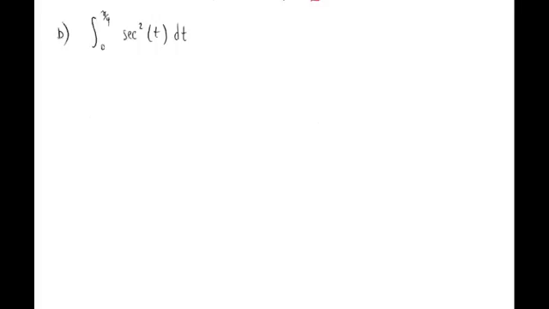So for our next example, we're wanting to find the area under the curve of secant squared t from 0 to pi over 4. And if you remember from your derivatives, we know that the derivative of tangent is secant squared. So this actually turns out to be very easy, because now we know that the antiderivative of this is just tangent of t, and we're going to evaluate this from 0 to pi over 4.